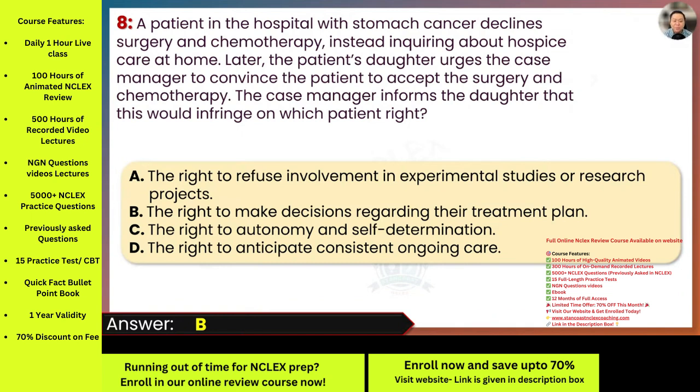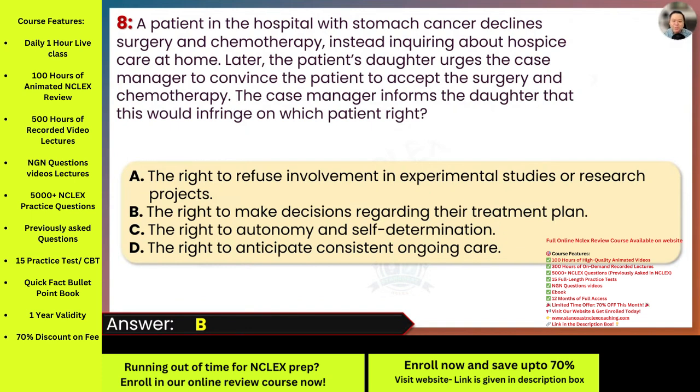So in this kind of question, you have to focus on the patient's decision-making rights. Again, patients can refuse care, even life-saving treatments, and family members cannot override the patient's wishes. You have to identify the best match for the situation. Look for the option that directly applies to the patient's decision, not a broader concept like research or autonomy. And again, you have to respect the patient's options or choices.